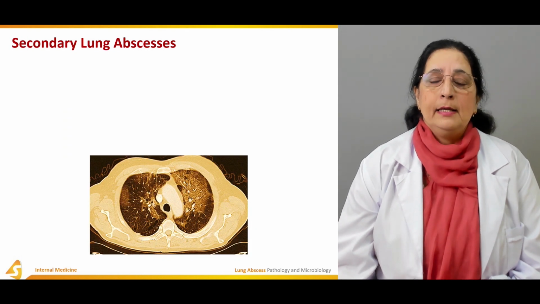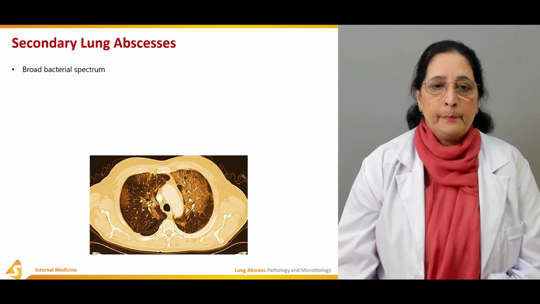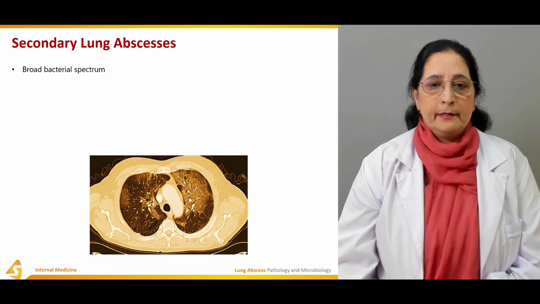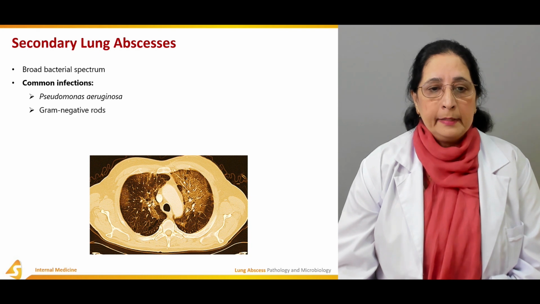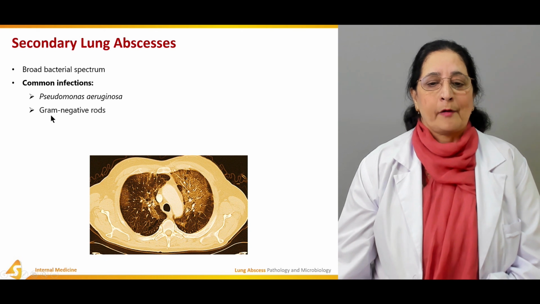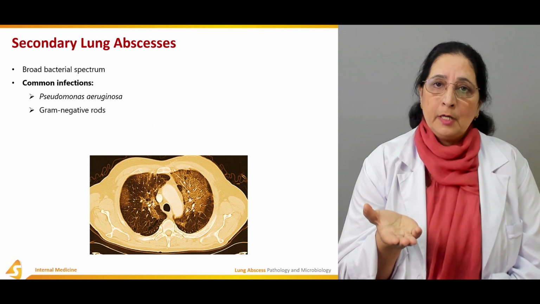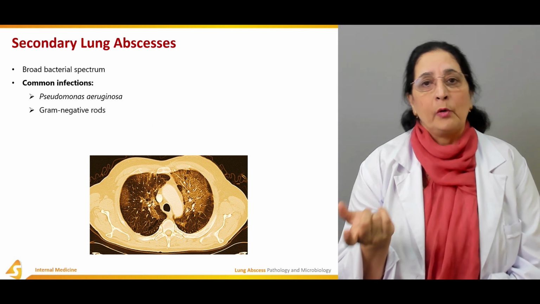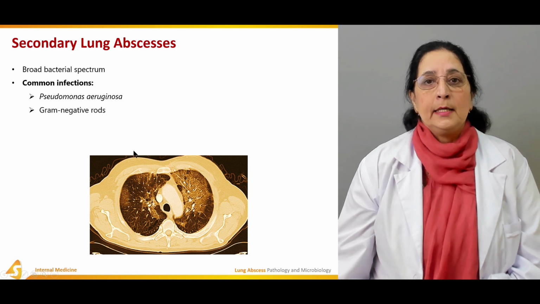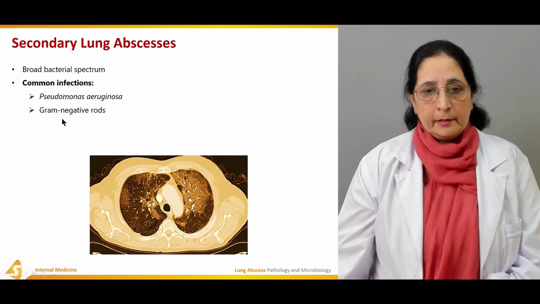Next is secondary lung abscess. A broad bacterial spectrum is associated with secondary lung abscess. Common infections are Pseudomonas aeruginosa and gram-negative rods. So we said primary was anaerobic and microaerophilic streptococci, and here the secondary is mainly due to Pseudomonas aeruginosa and gram-negative rods.